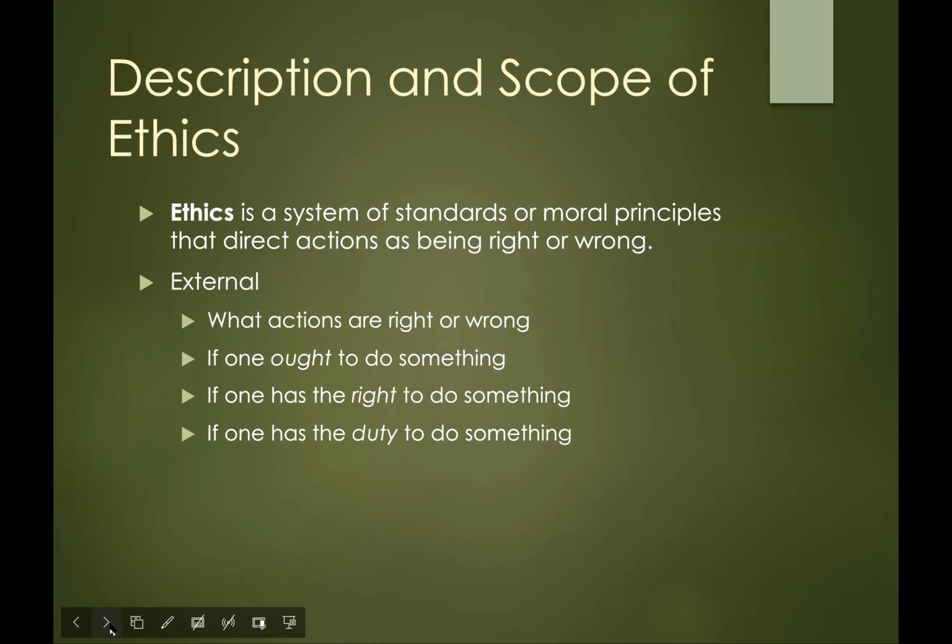Description and scope of ethics. Know these terms. Ethics is a system of standards of our moral principles that direct actions as being right or wrong. So you have to think of it as what actions are right, what's wrong, if one ought to do something, if one has the right to do something, if one has the duty to do something. So you have to look at all these points when you're talking about ethics.